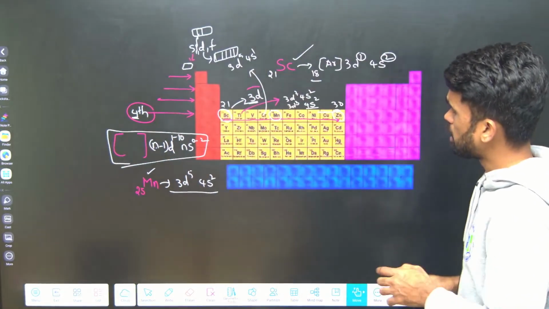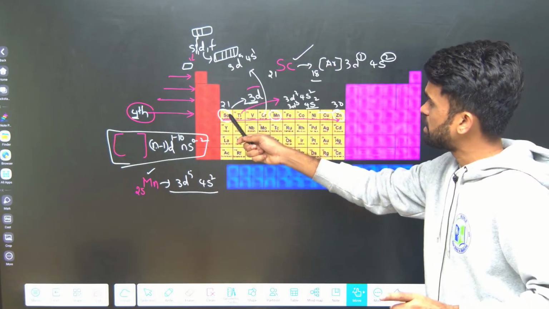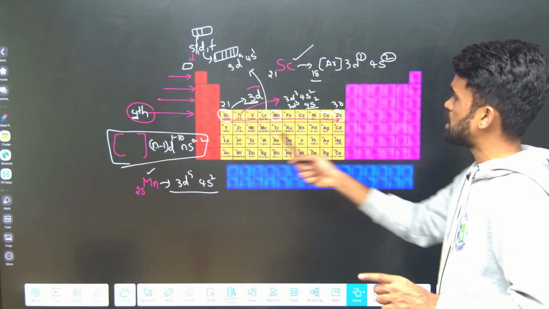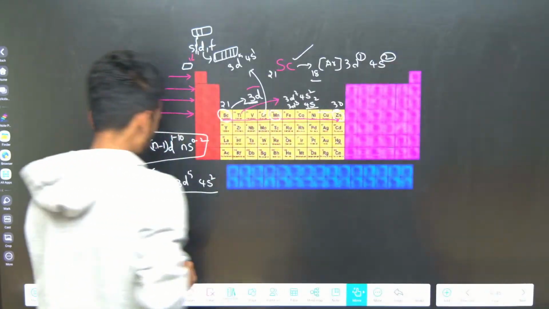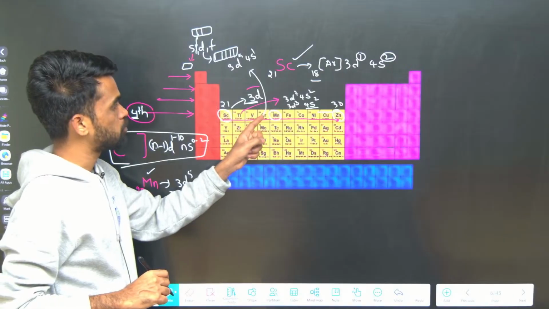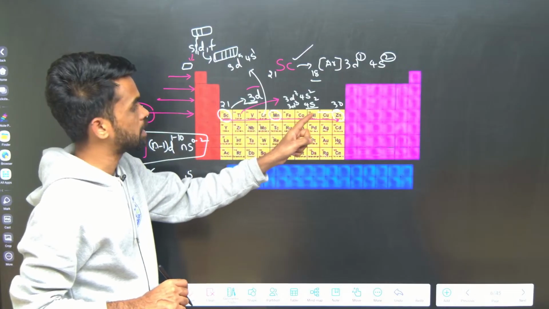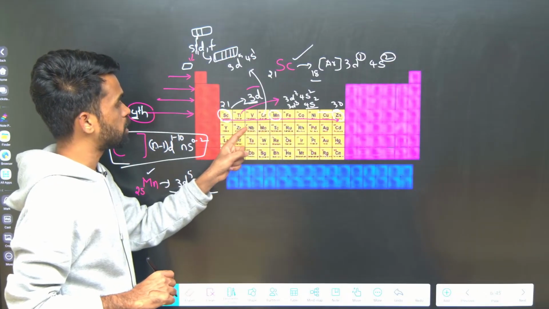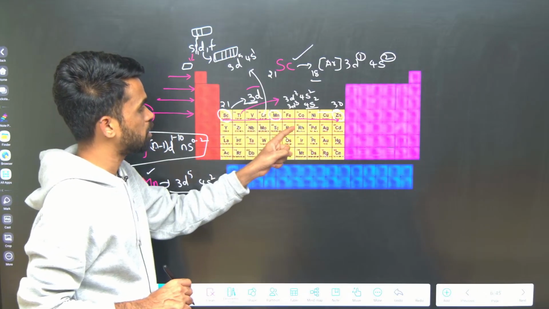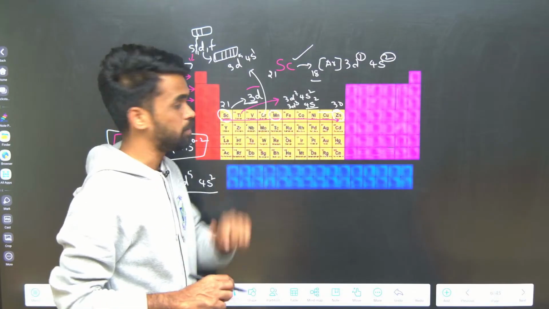First of all, you need to know these 3d series elements, 4d series elements, 5d and 6d series elements. It is better to remember them. So what are the elements? Scandium, titanium, vanadium, chromium, manganese, iron, cobalt, nickel, copper, zinc. Then yttrium, zirconium, niobium, molybdenum, technetium, ruthenium, rhodium, palladium, silver, cadmium.